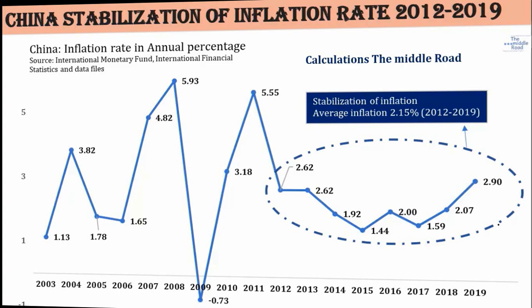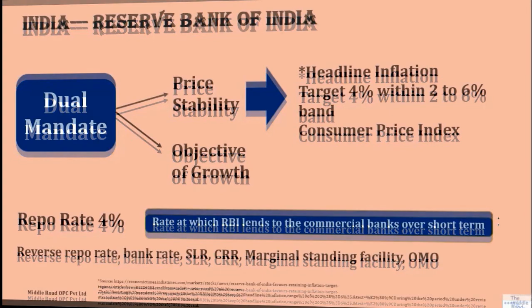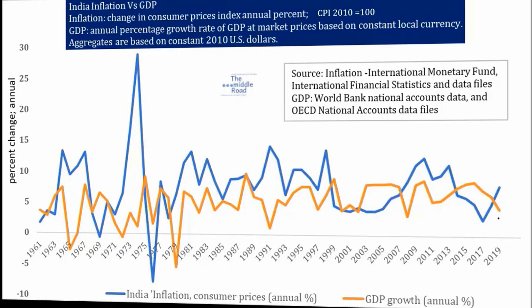on stabilizing the inflation. Whenever we talk about the Reserve Bank of India, it has a dual mandate of price stability and growth. It targets headline inflation at 4%, within a band of 2 to 6%. There are other tools, such as the marginal standing facility, CRR and SLR. These are monetary tools which every central bank has to regulate liquidity.